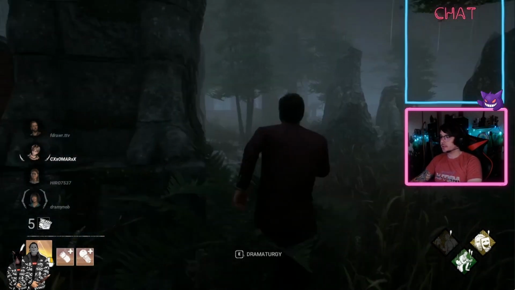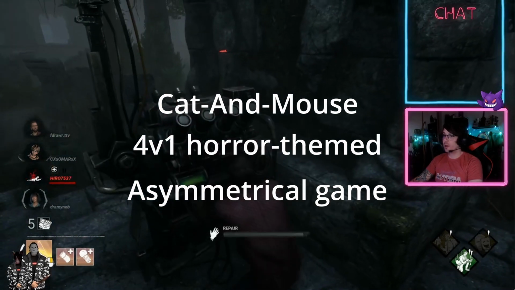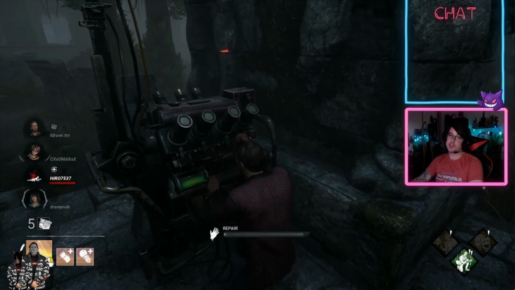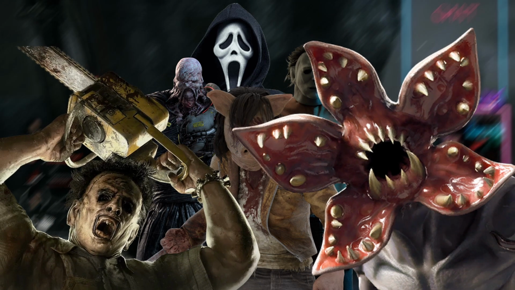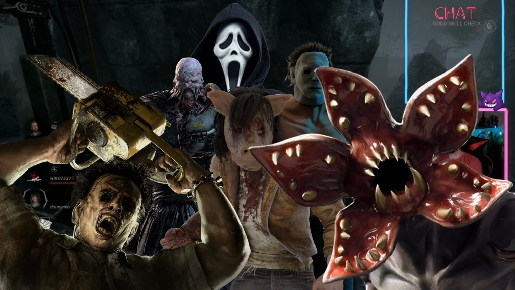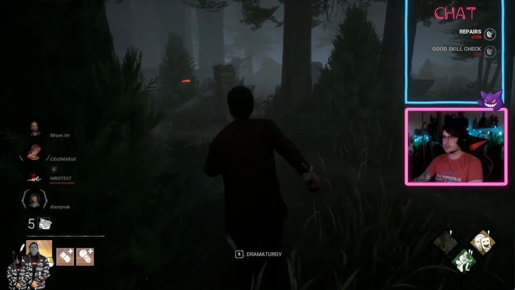Beyond the fact that it's a 4v1 horror-themed cat and mouse asymmetrical online game, it sets the standard for years to come. Via clever licensing and a dedicated staff of workers, Behavior navigated some of the highest highs and lowest lows of the genre, securing their place as the industry titan.